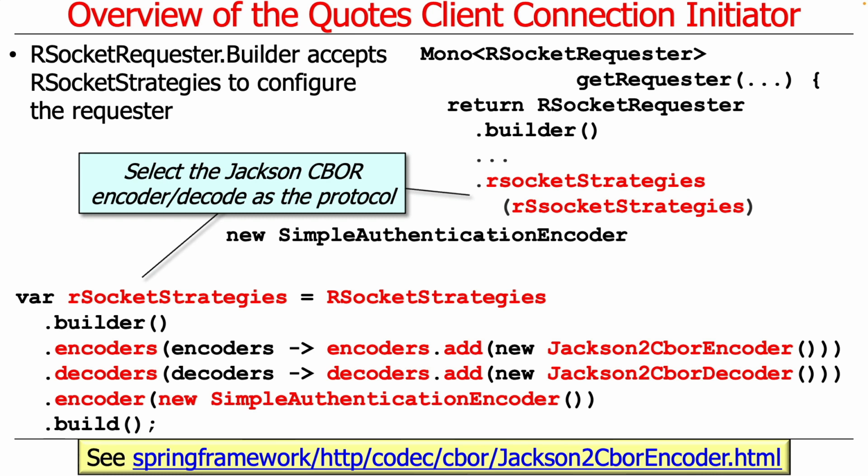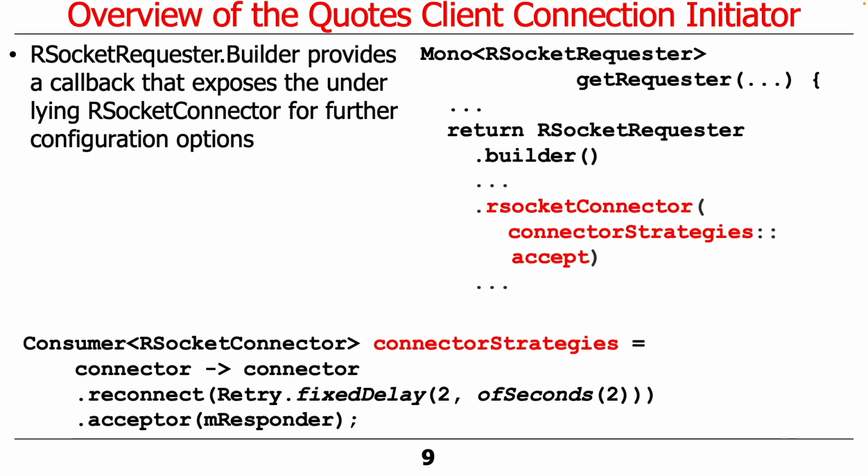We also add something else here, which is a simple authentication encoder. And that's used to do the authentication portion of the setup. That's a slightly different type of strategy, but it deals with authentication. So we have to add that too. That's something that comes out of the box.